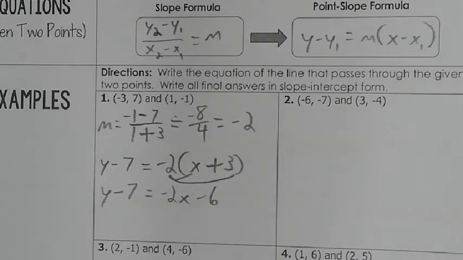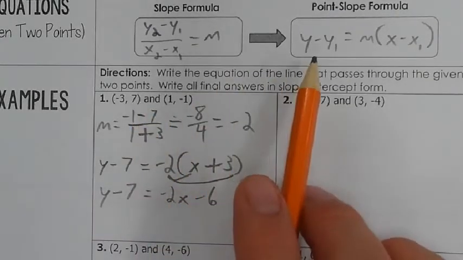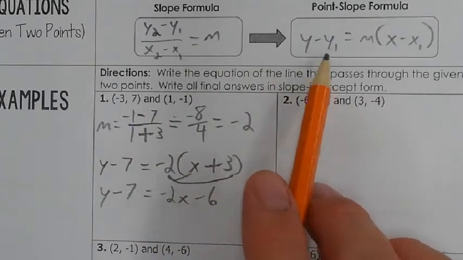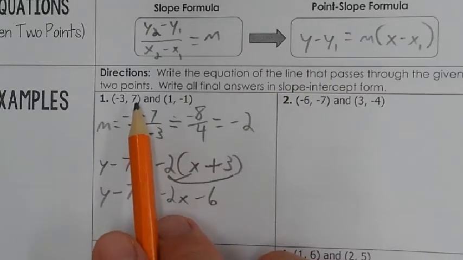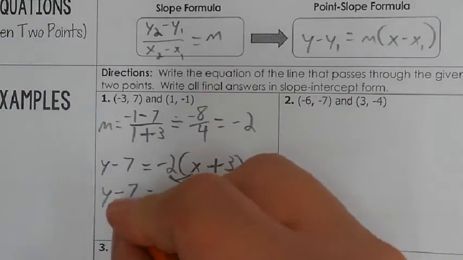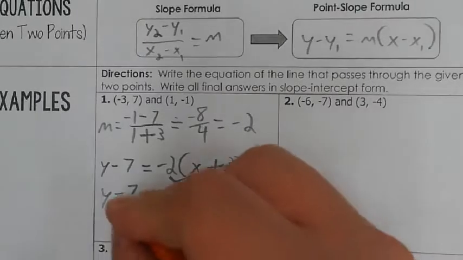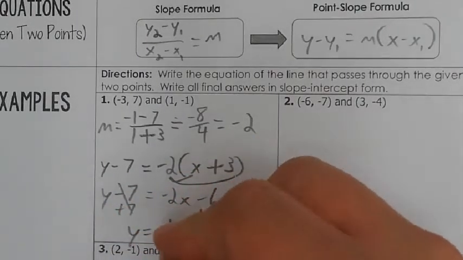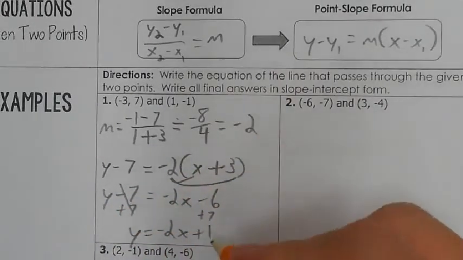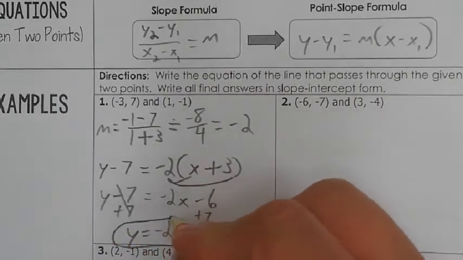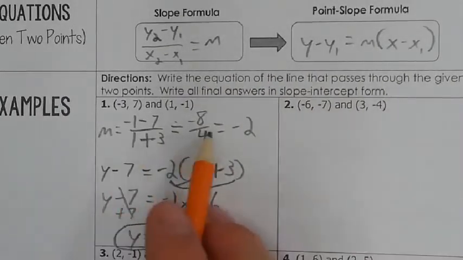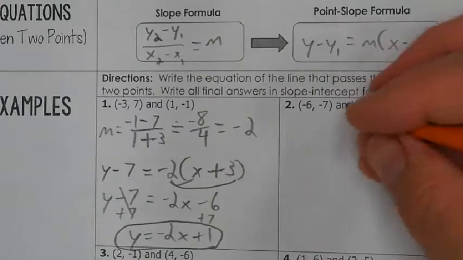How did you get 7? It's 7 because 7 is Y2. So y minus y1, y1 is 7. And then we just add 7 on both sides. Get y equals negative 2x plus 1. Guys, if you didn't watch the videos from the beginning of this week, then this first part probably did confuse you.